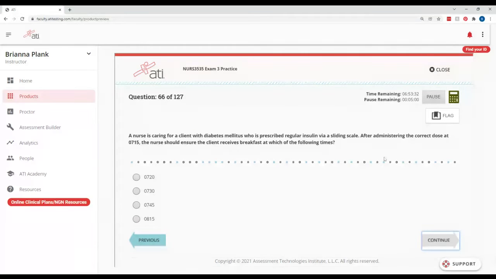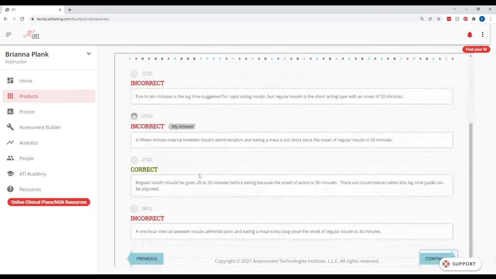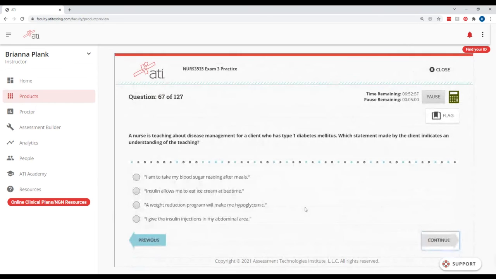Okay, so we have regular insulin via a sliding scale. We administer the correct dose at 7:15. When do we want to give breakfast? So how soon after giving insulin do we need to give breakfast to our client? Oh, incorrect. 7:45. 20 to 30 minutes. Interesting. Okay. Now we know. I swear I've seen different ranges in other places. Okay. For our purposes, we will go with that.